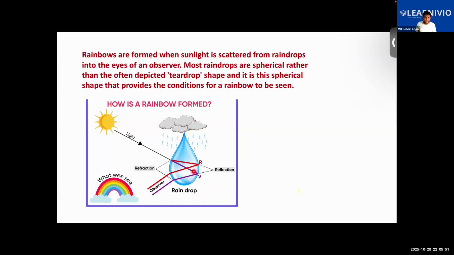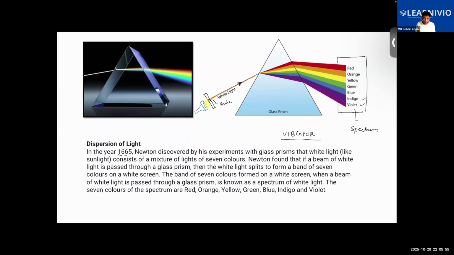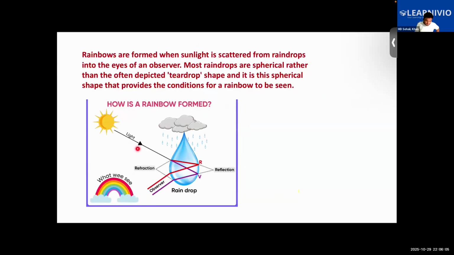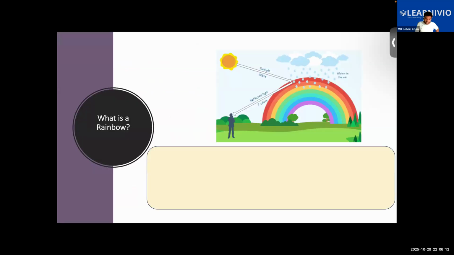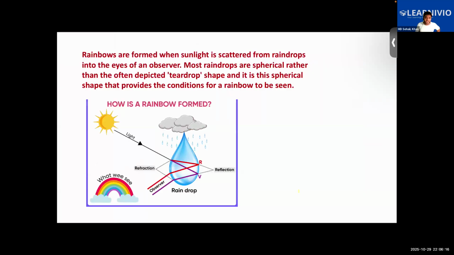As it passes through the raindrops, it scatters into its seven component colors. It disperses, which means it scatters, it splits into its colors. When the ray of white light passes through, it scatters into seven component colors, which you get to see in the form of a rainbow. But how exactly it happens, step by step, let us understand that.